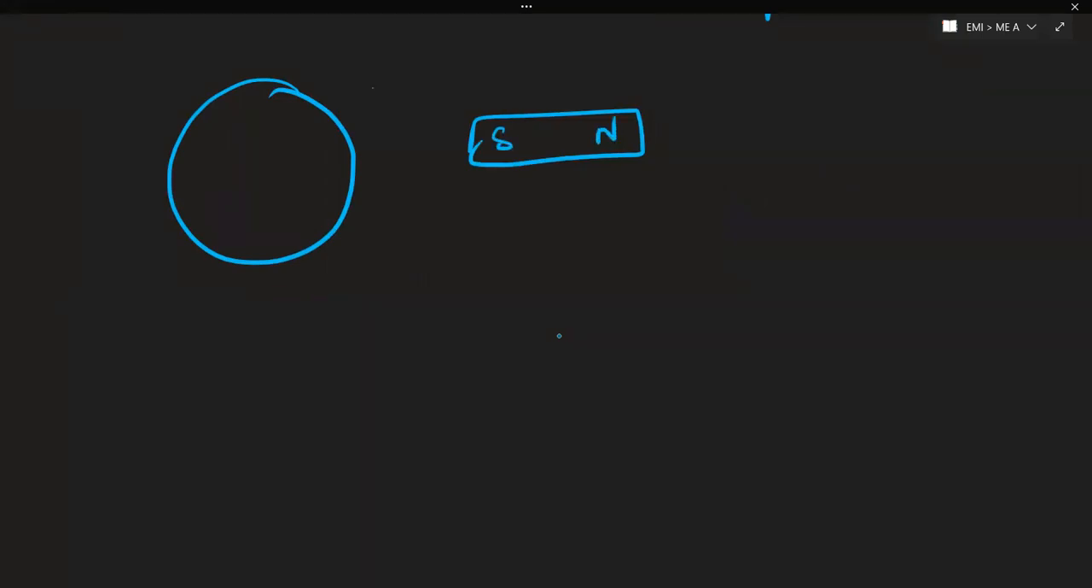South, north. The bar magnet is coming with its south polarity. Now the cause is what? The cause is the south polarity's approach. And now the aim becomes what? The aim becomes to repel the south polarity. So the aim is now to repel the south pole.